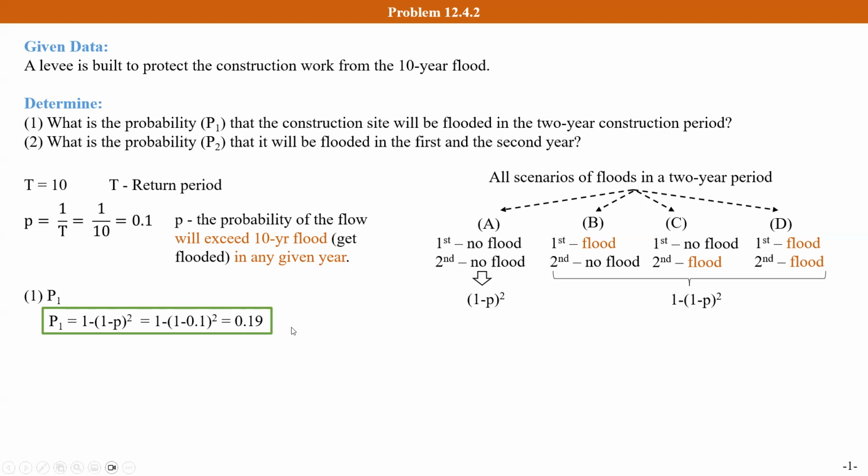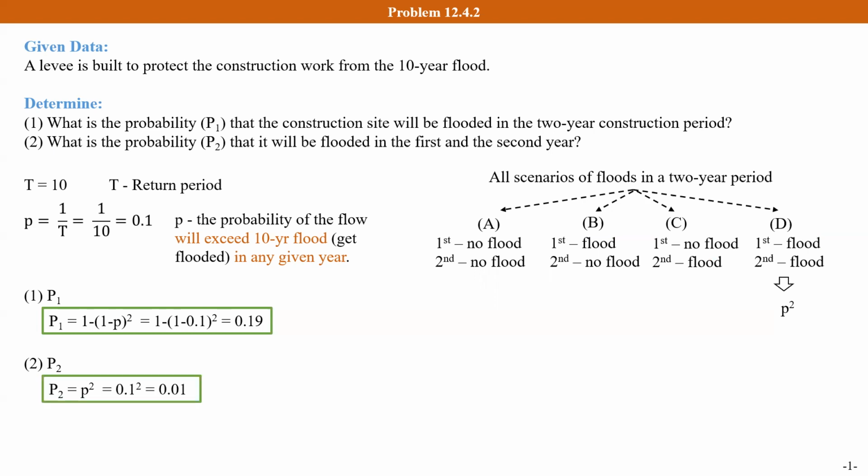Now let's calculate the second probability. The probability that it will be flooded in the first and the second year: we need to calculate the probability of scenario D, P squared. So it equals 0.01.